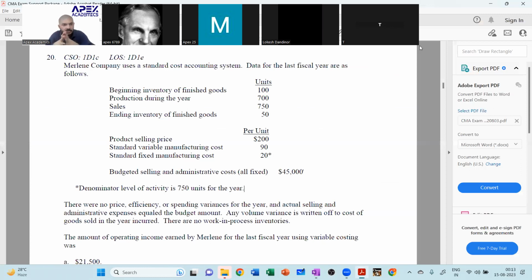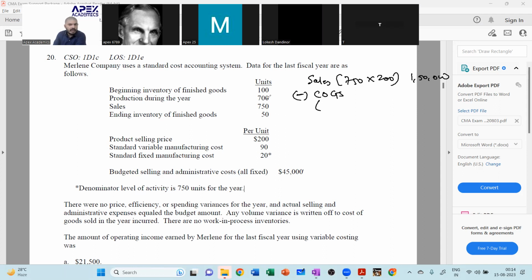Now let's take a look at this. What are we looking at? We are looking at standard variable manufacturing cost. That is 90 per unit. Now please understand, what are your sales? Your sales are 750 units, at the rate of 200 per unit. So this is 150,000.